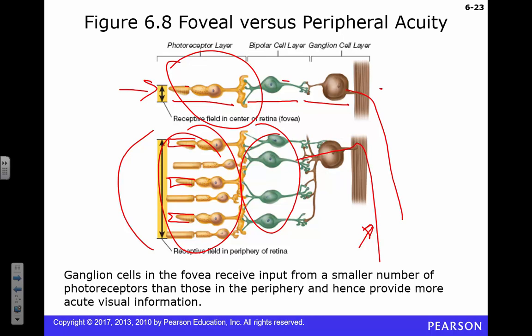Works really well for us, too, that what's in the fovea is sensitive to high levels of light. That gives us color vision, and we're diurnal animals, so we're typically awake during the day. If we were nocturnal animals, maybe this setup wouldn't work as well, right? We'd have to think about something else.